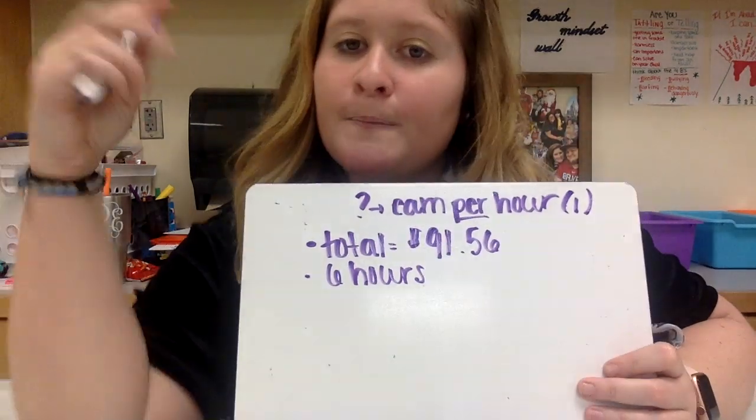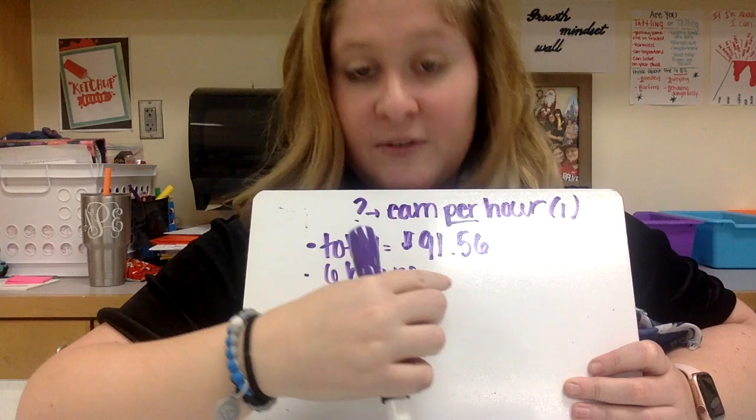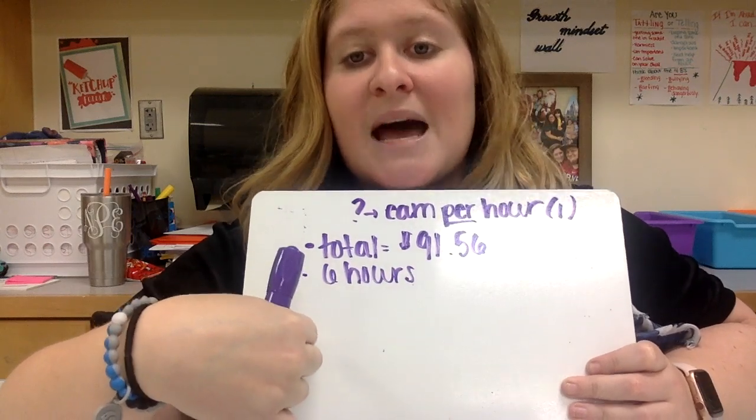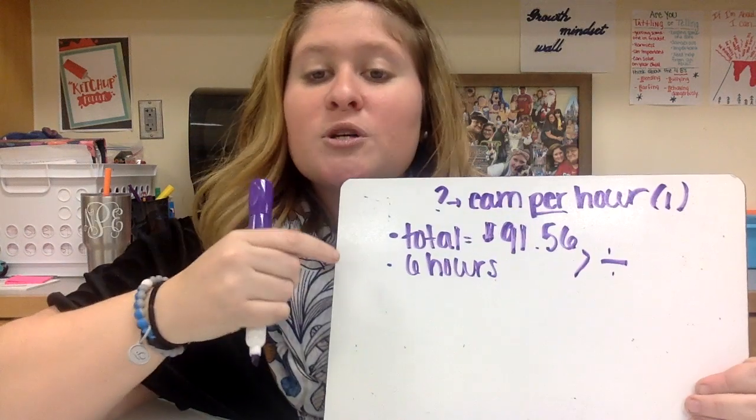Well, the total amount that he earned was $91.56. And this took him 6 hours to earn. Okay. So far this is what I have. That he's earning per 1 hour. The total he made was $91.56. This was after 6 hours. So if I'm trying to find one group, I need to take these numbers and divide them.